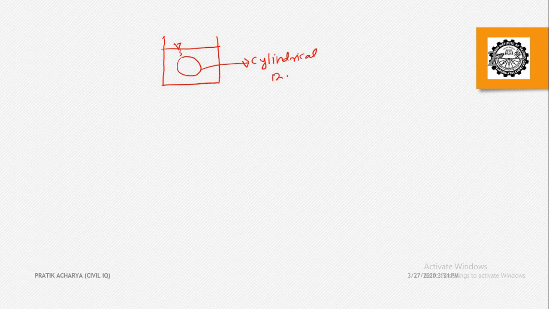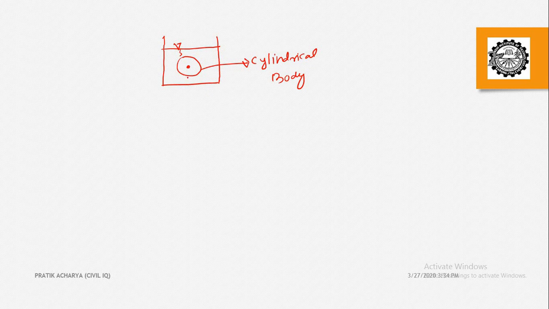Suppose this is a container in which there is some liquid. And suppose you have submerged a body, one cylindrical body. This is the center of gravity, and the center of buoyancy will be this one because the body is already submerged.